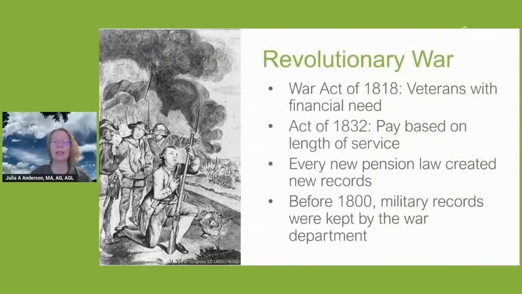The War Act of 1818 provided relief for Revolutionary War veterans who were not disabled but who had financial need. Then, in 1832, a new law offered full pay for life for officers and enlisted men who served more than 2 years, and partial pay for those who served between 6 months and 2 years. New laws create new records. Every time the government introduced more options, those who qualified, and many who did not, applied to receive their share of the public funds. Before 1800, these military records were kept by the War Department.